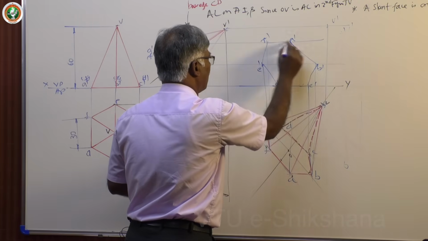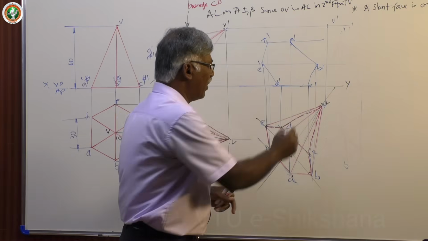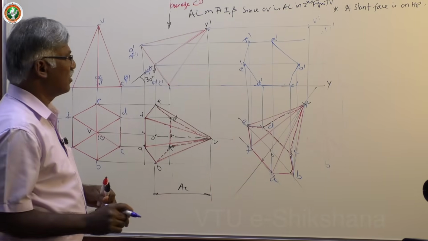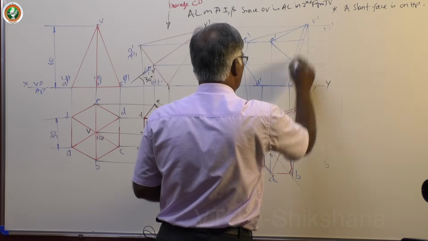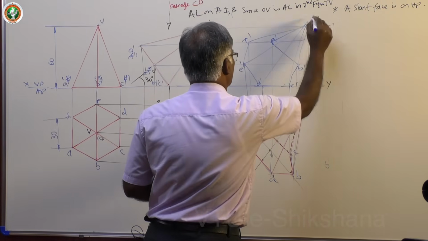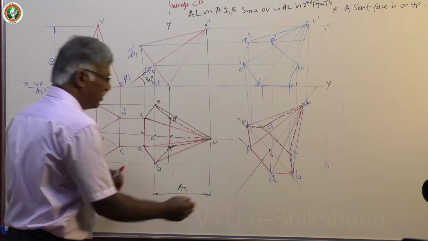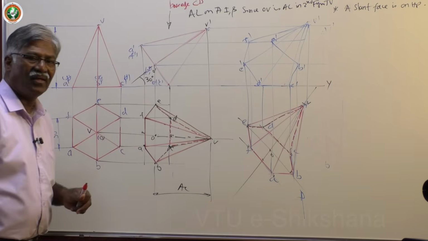Join them in order A, B, C, D. But be careful, neighboring intersections will be there. Sometimes you will be marking the neighboring points, and that gives you a wrong answer. Then A, F, B, C, D, E. All these points must be joined with V. Now I am here to complete the final front view.